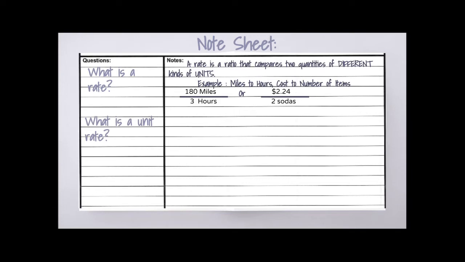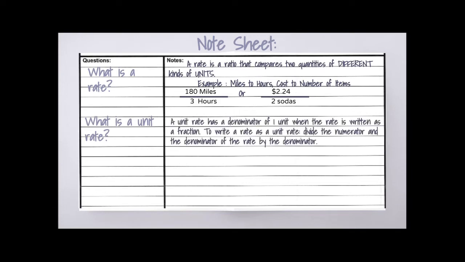Both of these things are comparing different kinds of units. Well, what is a unit rate? A unit rate is a rate where the denominator is 1. So if you look up above, the rate is talking about 3 hours and 2 sodas. If I was using a comparison with a unit rate, I would only want 1 hour and 1 soda and need to find out the cost of those. So how I find that is I divide the numerator and the denominator of the rate by the denominator. So whatever that denominator is, I'm dividing it by both.